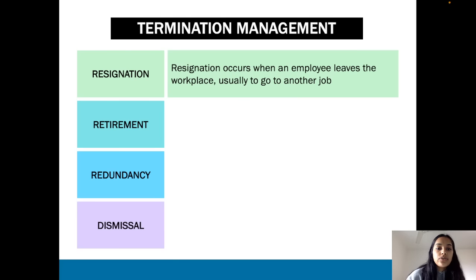Cool. And then we have our termination management strategy. So there were four. With resignation, this is essentially where an employee leaves the workplace, usually to go to another job. So they resign. That might be due to getting a better job opportunity, or they might not actually like the current workplace that they work at. But this is where the employee is voluntarily leaving the business.